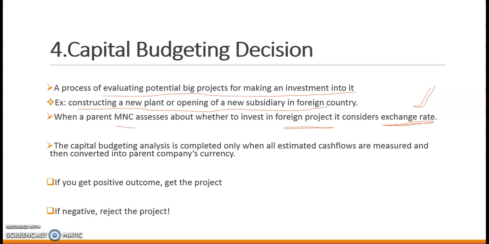So for the capital budgeting analysis, what you need to do is get all the cash flows that you have estimated, measure them, and convert them into the parent country's currency. Okay, so what you do is estimated cash flows minus the actual. If the answer comes out positive, you are going to select the project. If it comes out negative, you are going to reject the project. This is a simple recalling of the capital budgeting decision.